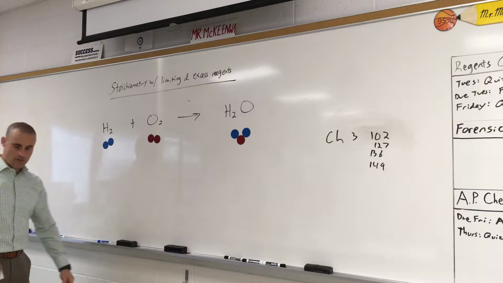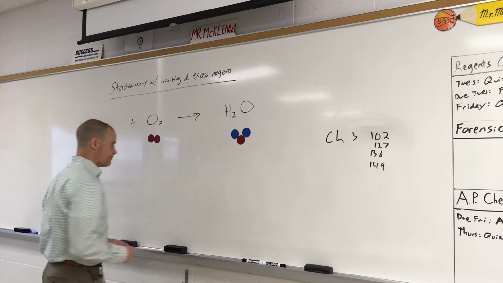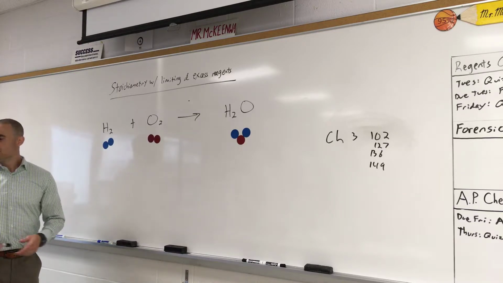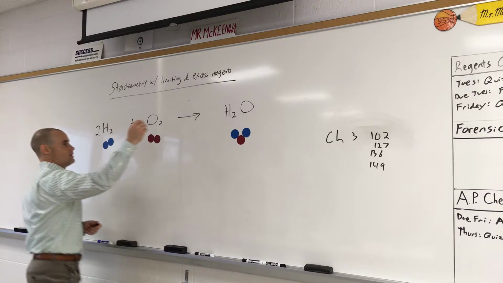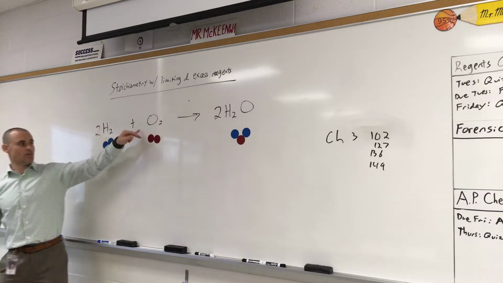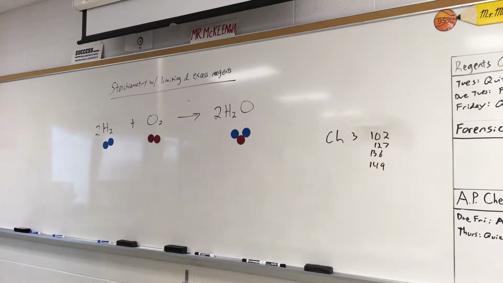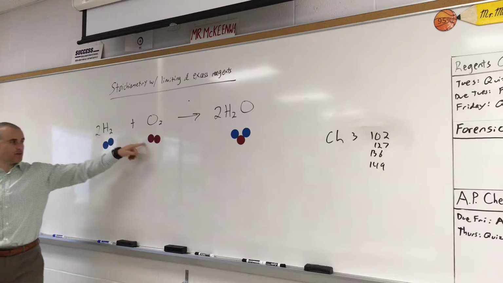Tristan, we balanced it, right? What do you got? 2 H2, and 1 O2, making 2 H2O. All right, good. So our mole ratio is 2 moles to 1 mole to 2 moles. Let's say each one of these is a mole. Here's 1 mole, here's 2, there's 1 mole.